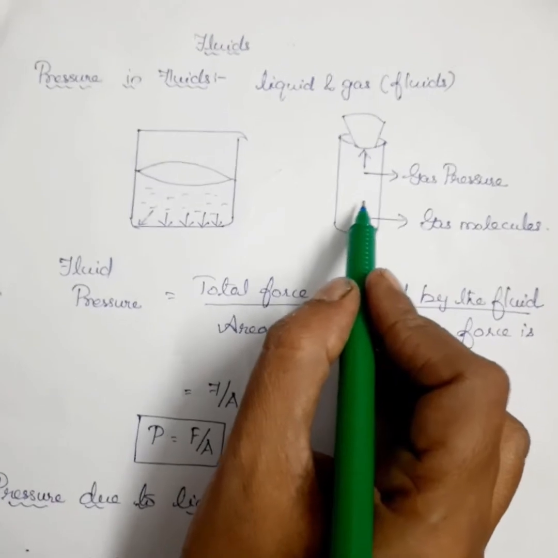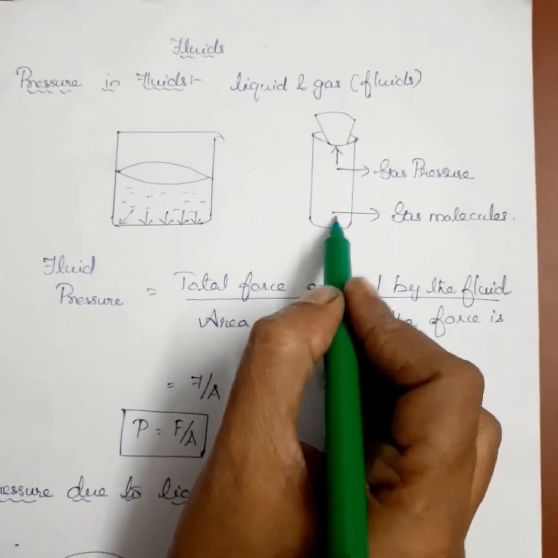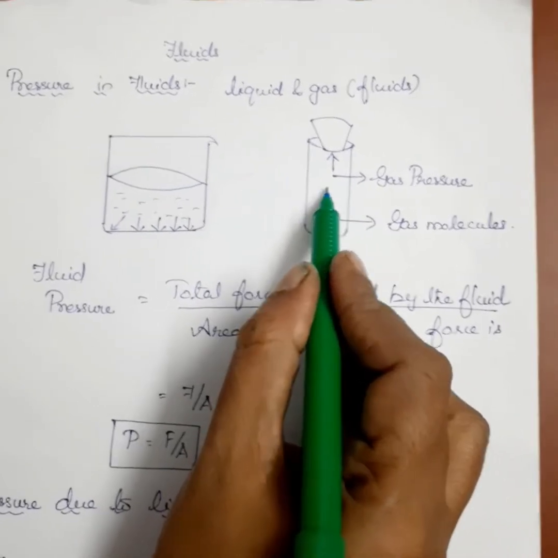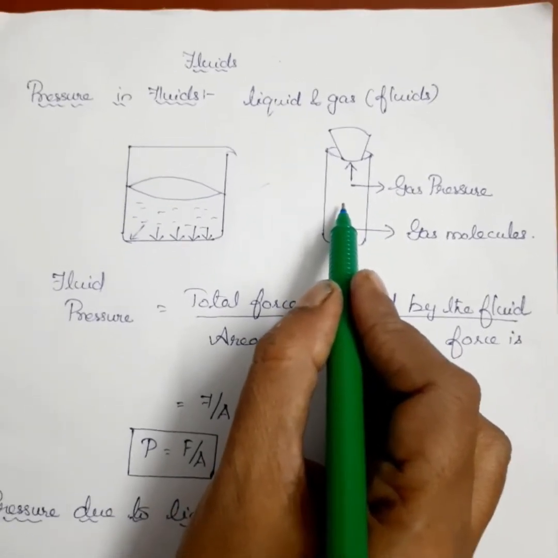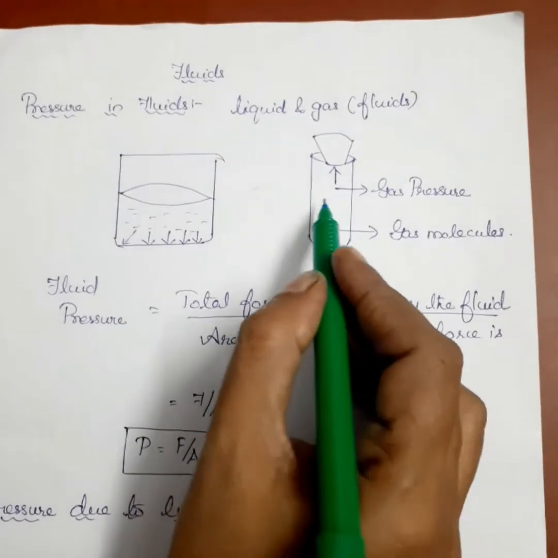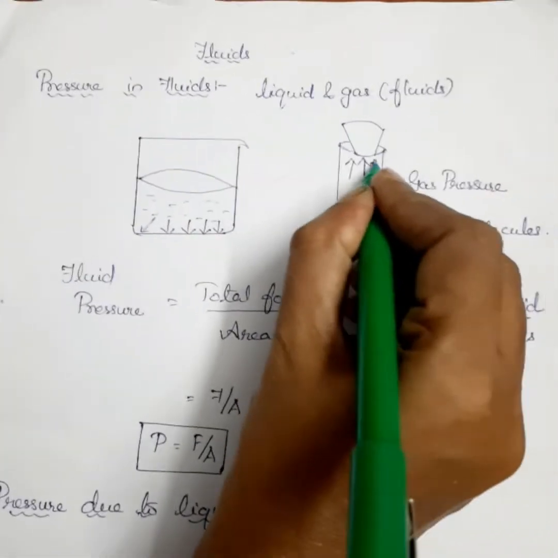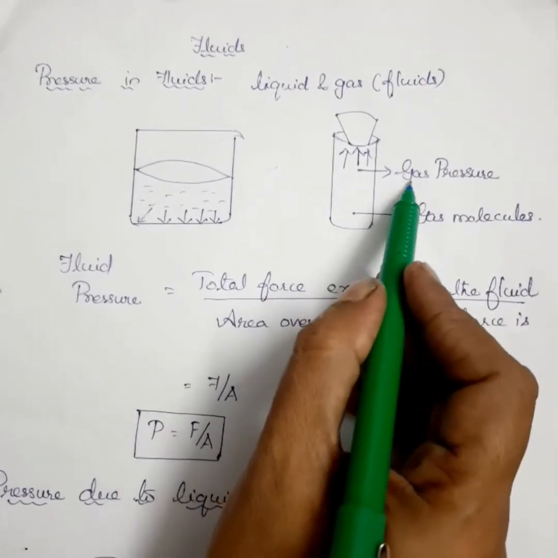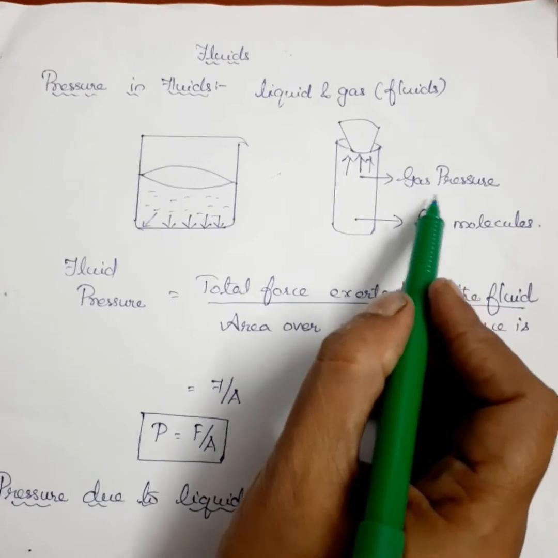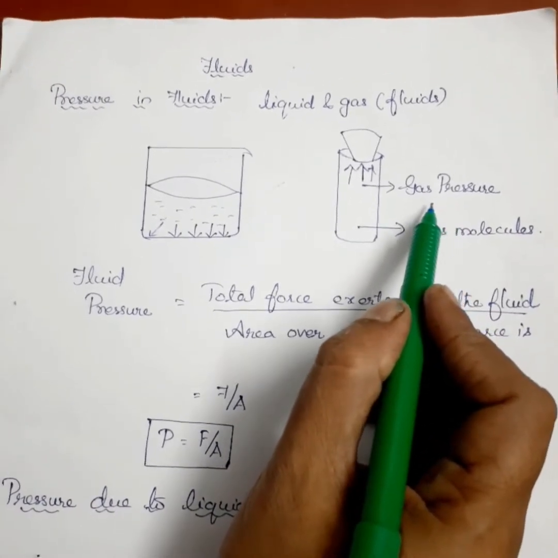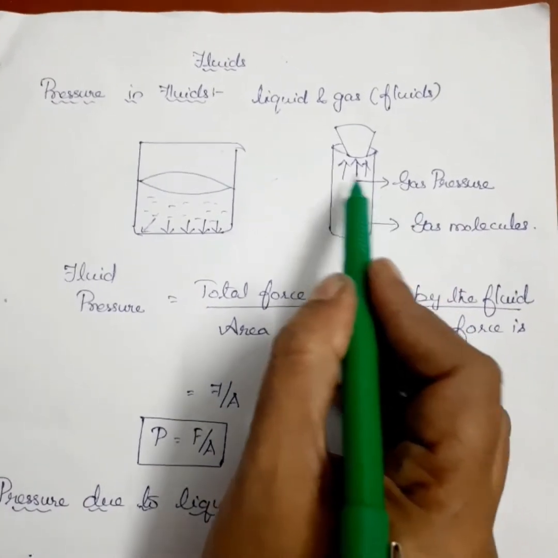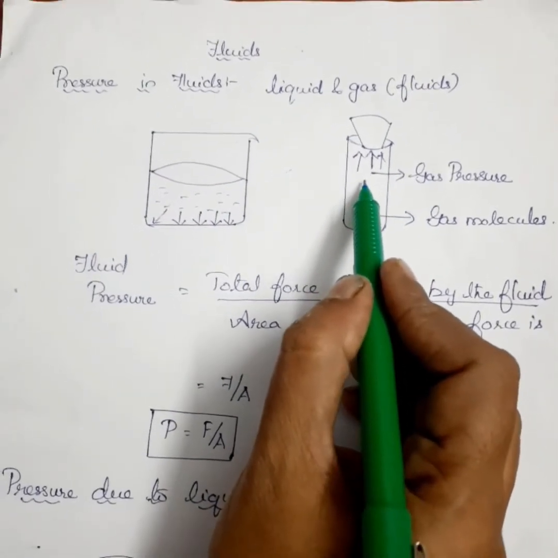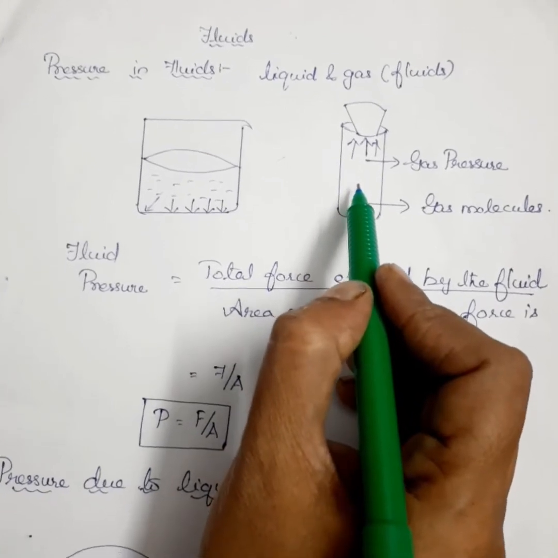Now you take one container. It is filled with gas. So the container has gas molecules. Here the pressure is moving in the upward direction. It is called gas pressure. What is called gas pressure? The container having the gas molecules, the pressure moving in the upward direction, is called gas pressure.